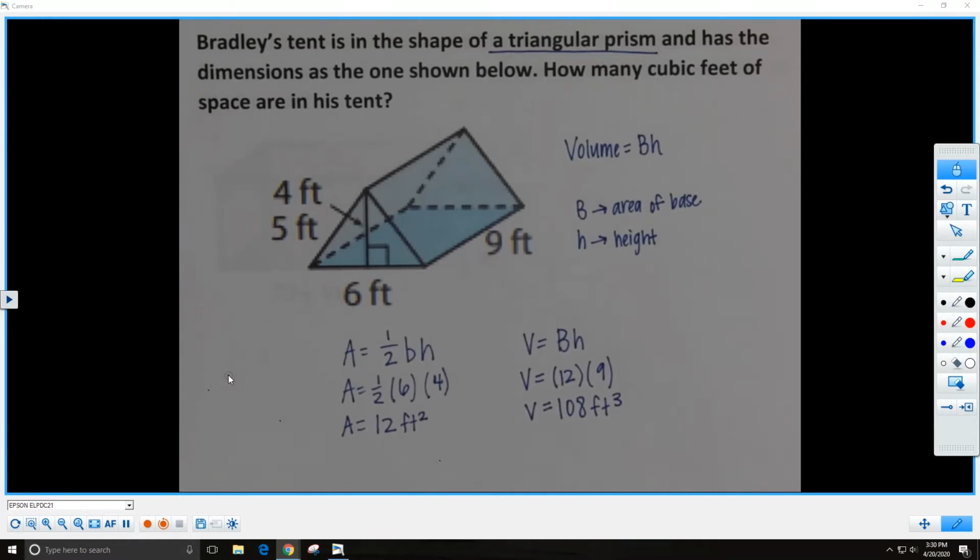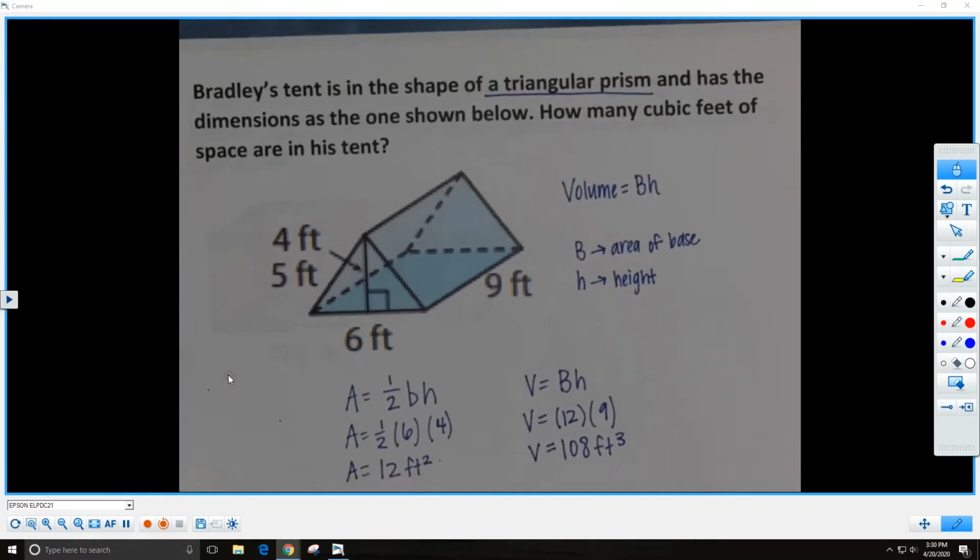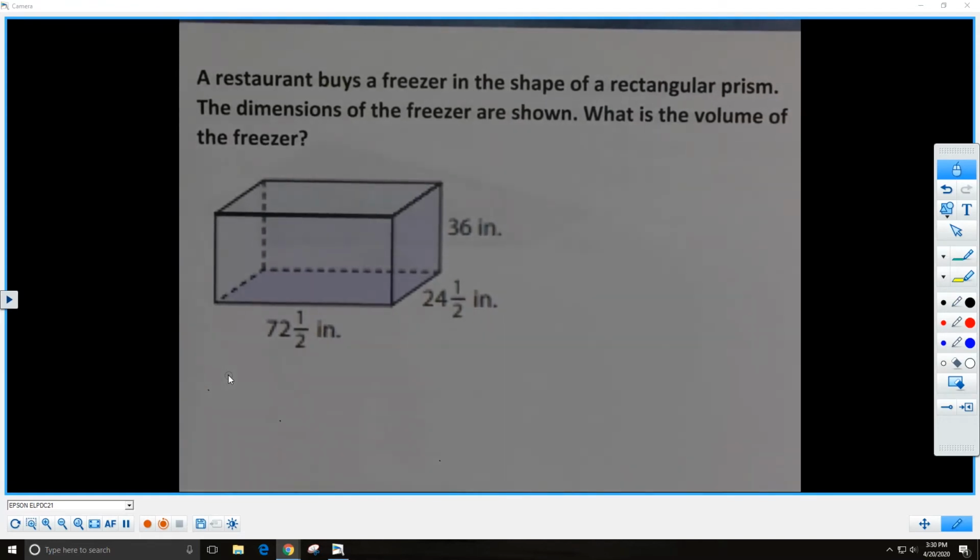Let's try another one. So this next one's a little bit different. Here it is. A restaurant buys a freezer in the shape of a rectangular prism. The dimensions of the freezer are shown. What is the volume of the freezer?